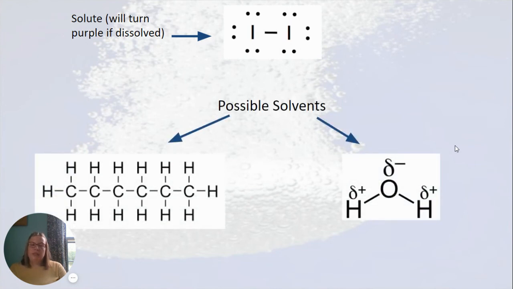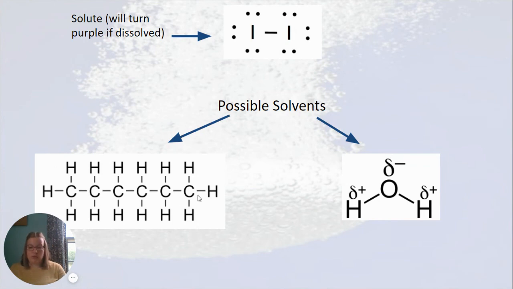One of the experiments that they sometimes do is put your halogens, iodine, chlorine or bromine, into a mixture of hexane and water. If you take elemental iodine and dissolve it completely, it will turn purple. Bromine turns brown and chlorine turns a light green color. And the 2 possible solvents you could have are hexane and water.